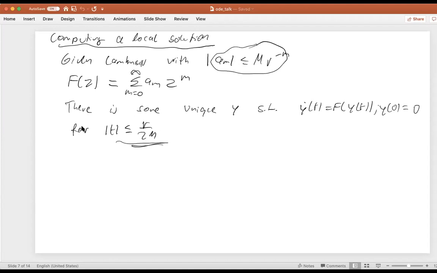And what we want to do is use the previous result about evaluating power series to evaluate y(t) for t that go half the distance. So this is what we call computing the local solution, so computing on this small interval. Okay, I think I will start a new slide.